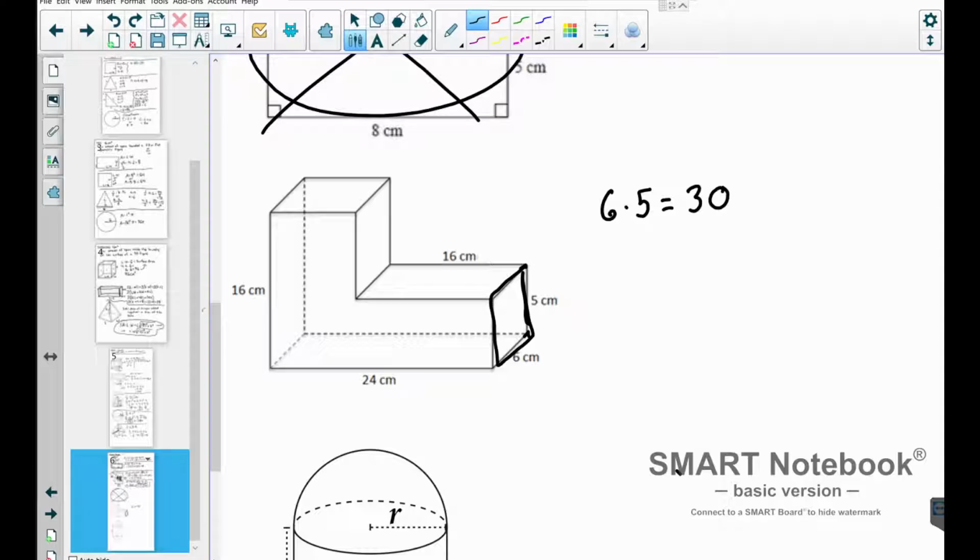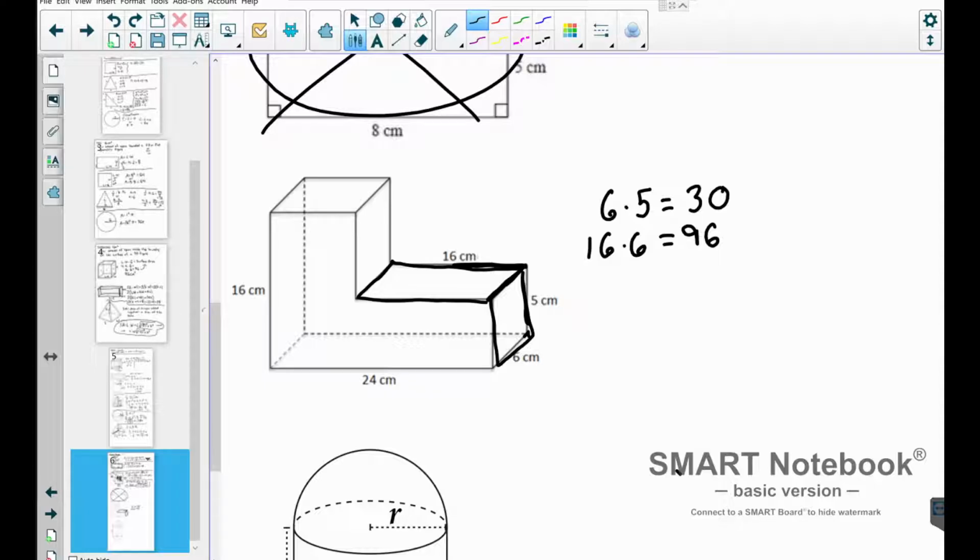So let's work on this top one here. That is 16 as the length and 6 as the width. Then we can just say the area of that surface is 16 times 6, which would give us 96. So now we have this surface taken care of.